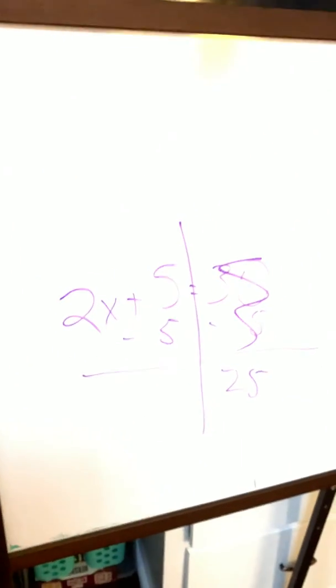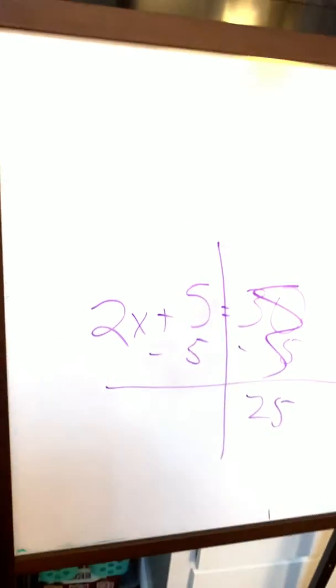If you have 5 and you take away 5, what are you left with? Wait, I thought you said plus 5. Right, I have a positive 5. Sydney, back up slightly, okay? If you have 5 right here, and you subtract 5, what do you get? 0. Very good. So that cancels out.